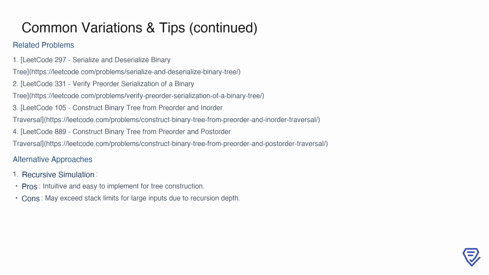Additionally, alternative approaches can be considered. Recursive simulation is a common strategy for constructing or validating trees. It's intuitive and easy to implement, especially for smaller inputs. However, it has a notable downside: recursion depth limits can cause stack overflow for very large inputs. This is an important trade-off to keep in mind when choosing an approach.